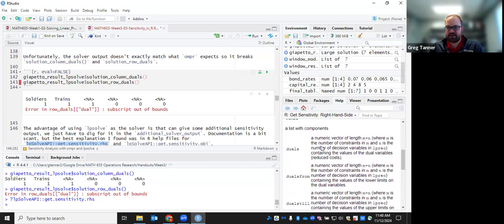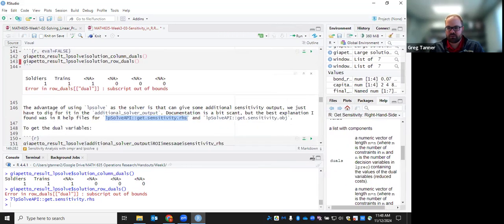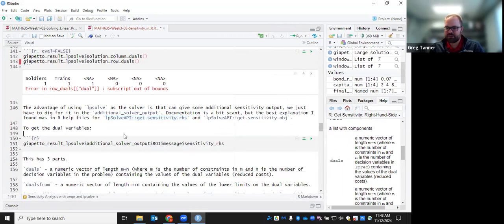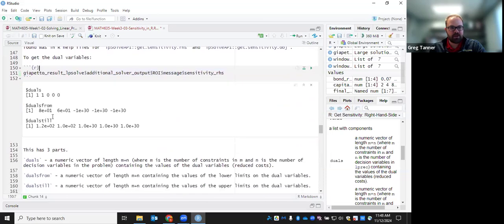But that has descriptions of what the outputs are coming from that. Okay. So I'll explain it as we go what they are. Let's first look at the sensitivity for the right-hand side. If we run that, we'll get duals, duals from, and duals till. Okay, and you'll notice that each of these are length 5.